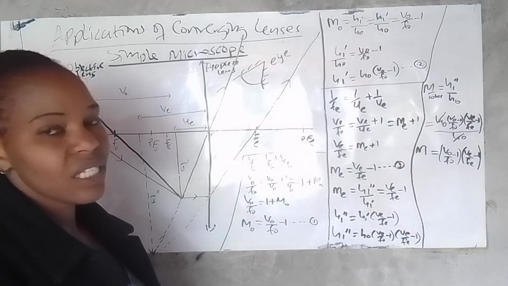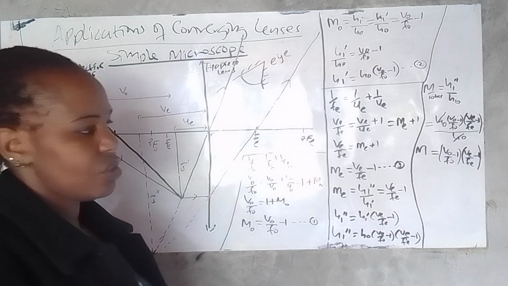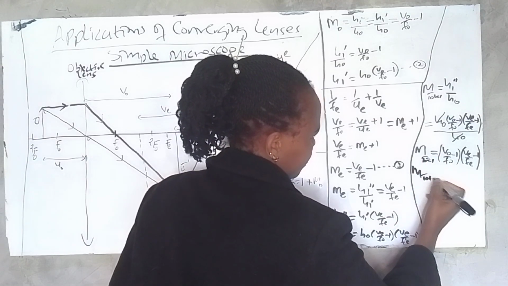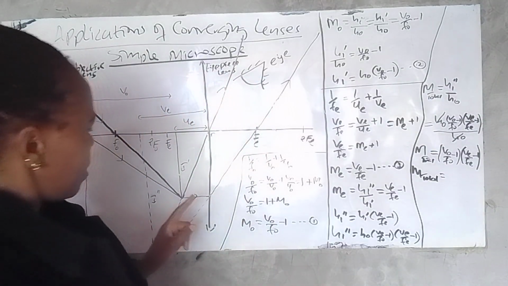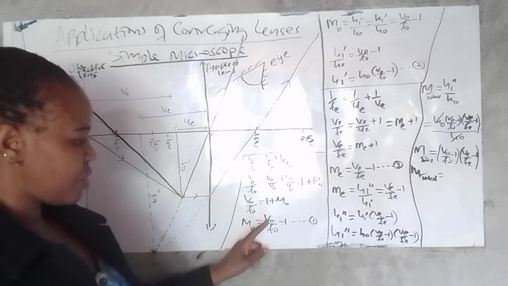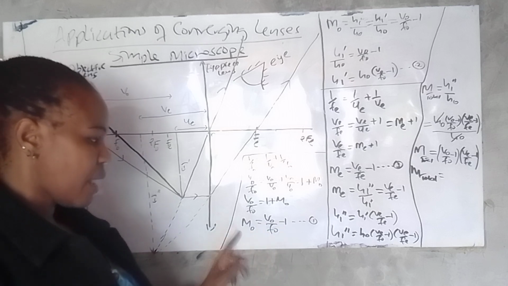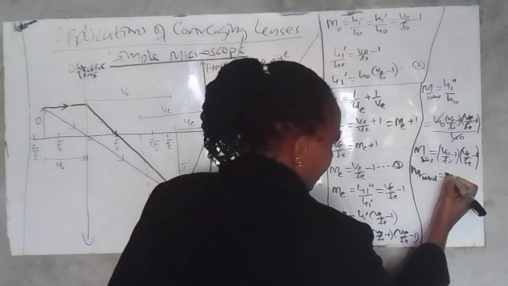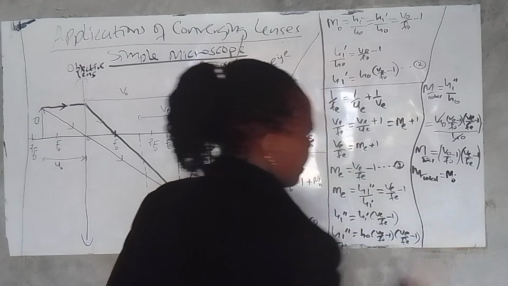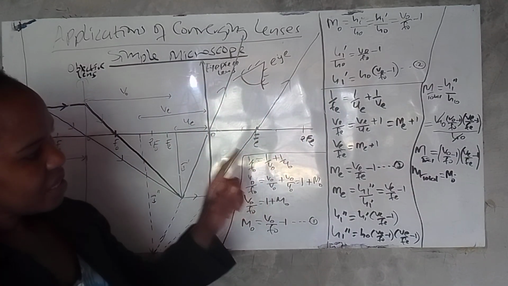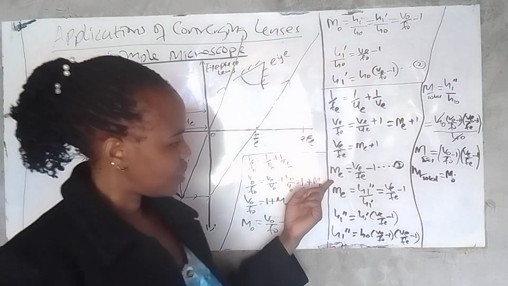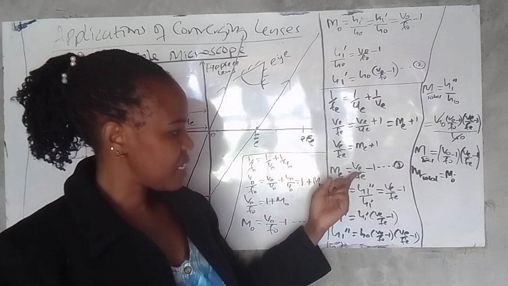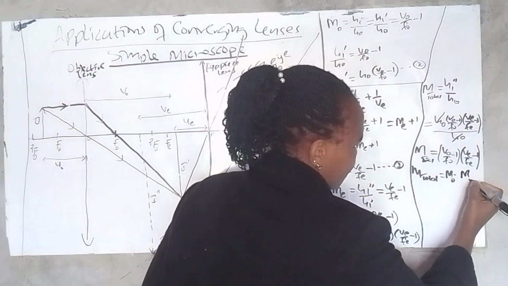Okay, so what is our total magnification, M total? So M total is equal to, let's go back, M naught is V naught over F naught minus 1, which is M naught, the magnification due to the objective lens. So it is M naught multiplied by VE over FE minus 1. Where did we have that? Equation number 3. Magnification due to eyepiece is VE over FE minus 1. So multiplied by magnification due to eyepiece.